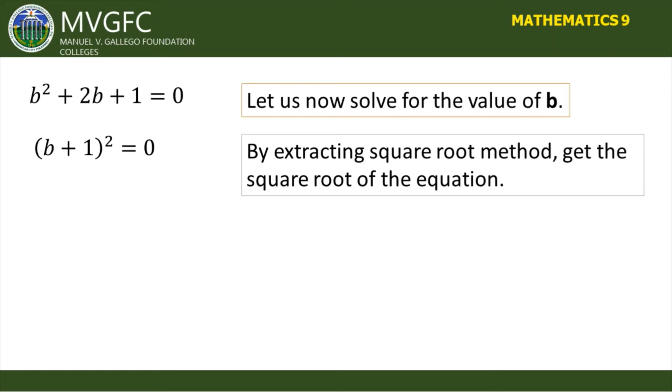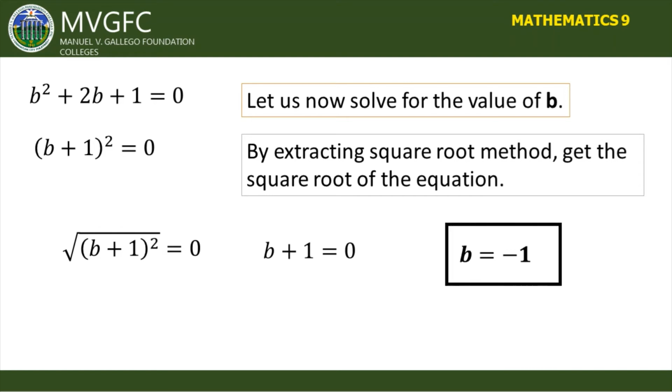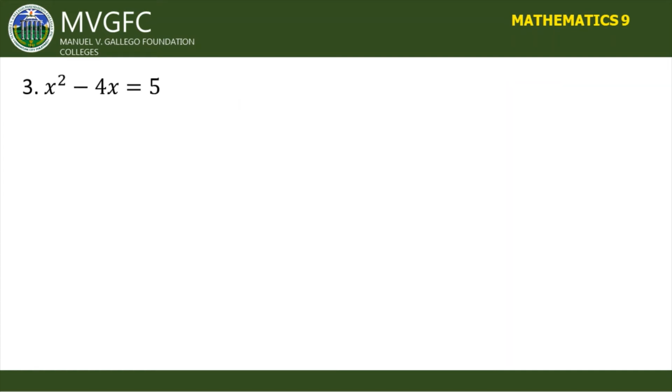So once again, by the extracting square root method, you can get the square root of the equation. So cancel out the squared. So we have now b plus 1 is equal to 0. Once again, you can use the addition property of equality or the transposition method. Now, we have the final answer of b is equal to negative 1.